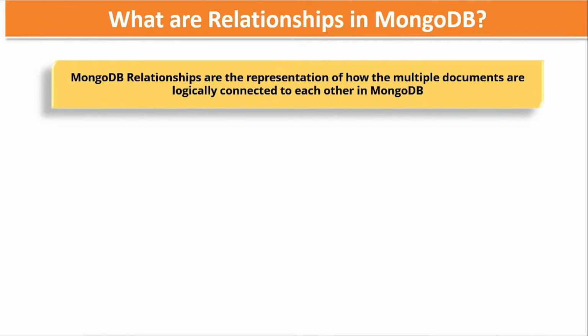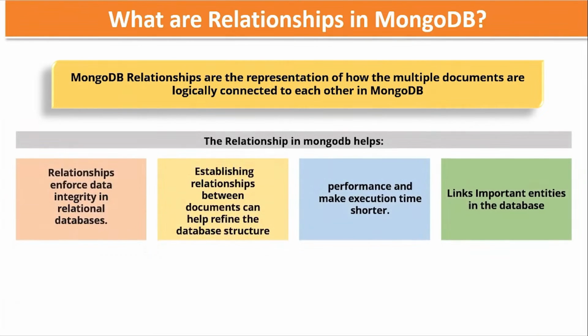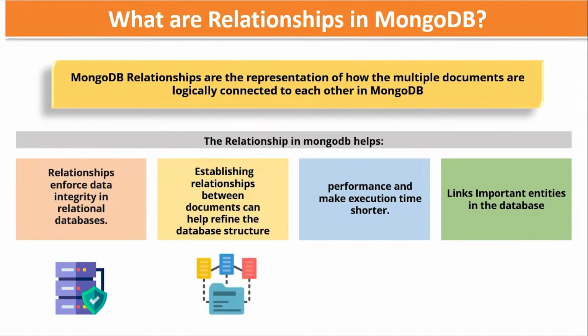So, what are relationships in MongoDB? Now, MongoDB relationships are the representation of how different documents present in a collection are connected logically to each other in a database. MongoDB relationships help in various different factors, right? For example, relationships enforce data integrity in relational databases, and they also establish a relationship between documents, which can help refine the database structure as per your requirement.